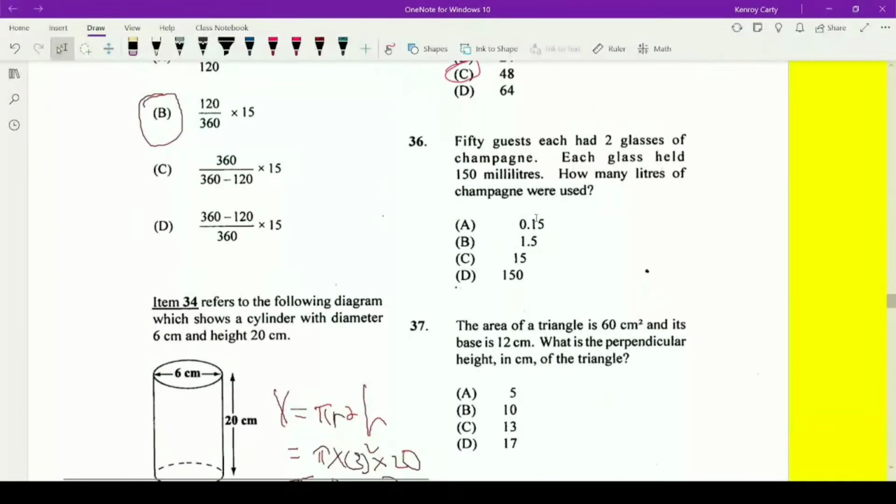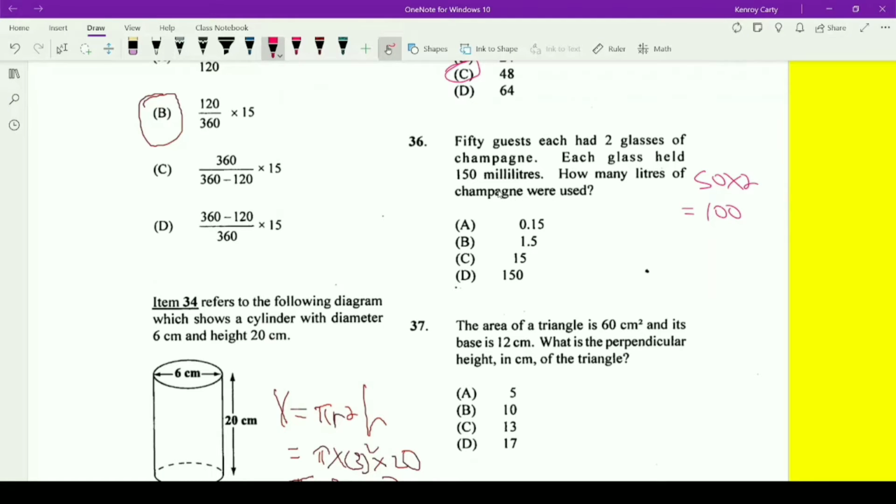All right, we're at question 36. Now, question 36 says, 50 guests each had 2 glasses of champagne. Each glass held 150 milliliters. How many liters of champagne were used? Now, there are several ways to do this. Let's work out how many glasses we had in total. So you had 50 guests and each had 2 glasses. So you have 50 times 2. So 100 glasses of champagne were had.